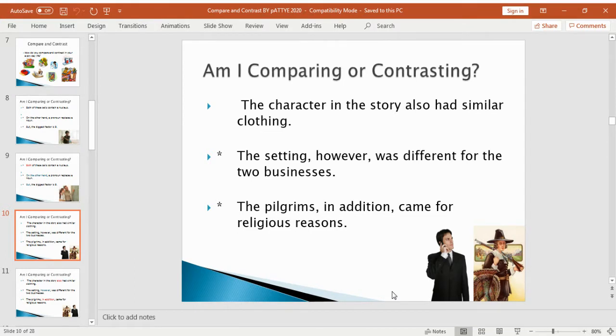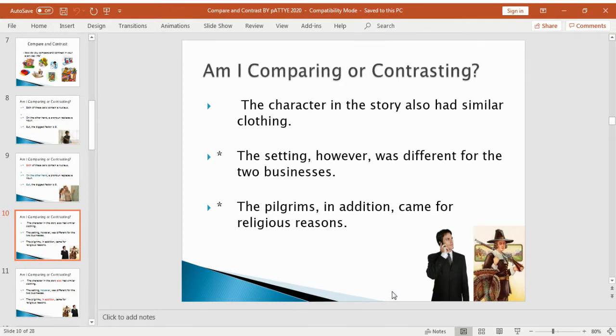Now let's look at the last example. The pilgrims, in addition, came for religious reasons. What is the signal word to tell me if they're comparing or contrasting? Have you found it? Have you decided what it is? Now let's go over what you said each sentence was.